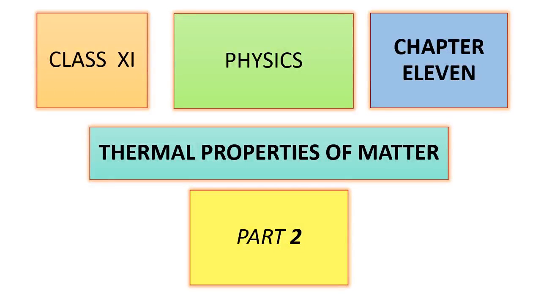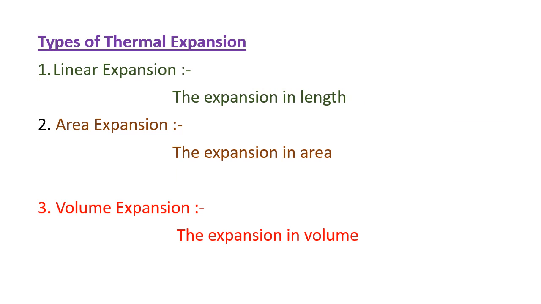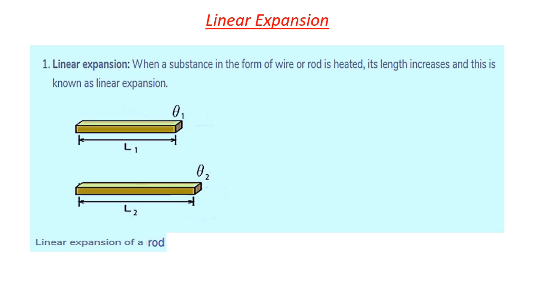Welcome to the second part of thermal properties of matter. In this part, you will learn about types of thermal expansion. Types of thermal expansion: linear expansion, when there is expansion in length; areal expansion, when there is expansion in area; and volume expansion, when the expansion is in volume. Let's study these expansions in detail.